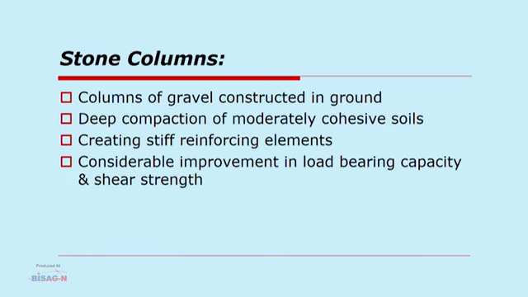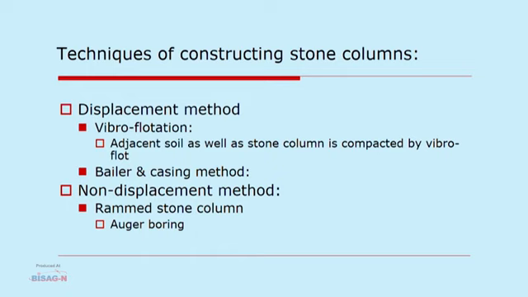Stone column is the fifth type of soil densification under ground improvement technique. Columns of gravel are constructed in the ground, giving deep compaction of moderately cohesive soil and creating stiff reinforcing elements, with considerable improvement in load bearing capacity and shear strength. Techniques of constructing stone columns: replacement method, vibro flotation, where the adjacent soil as well as the stone column is compacted by the vibro float; and the baler and casing method, a non-displacement method, rammed stone, auger boring.